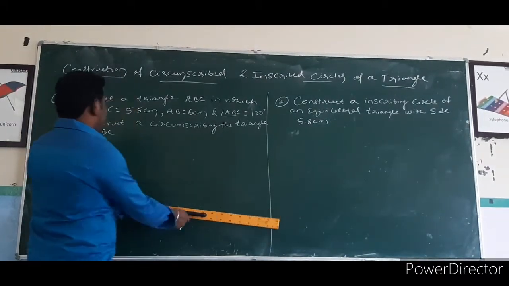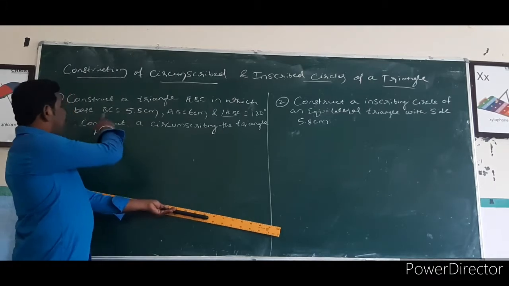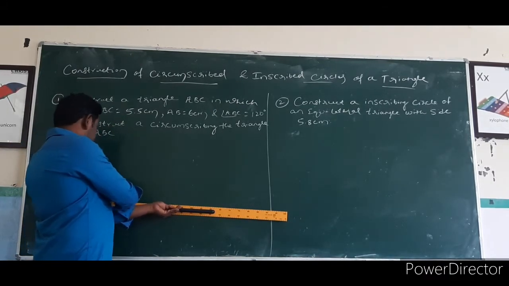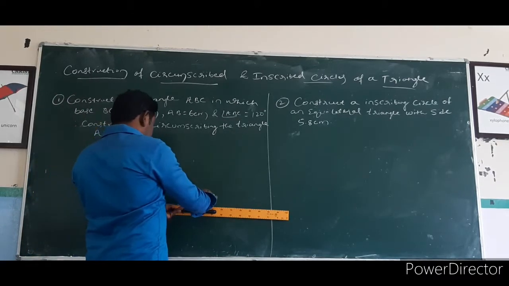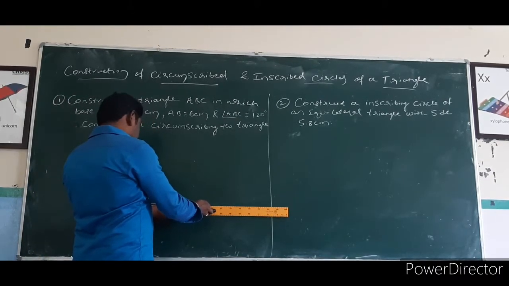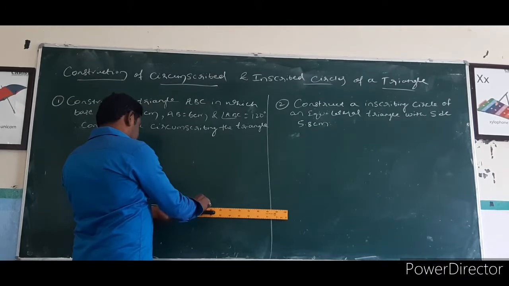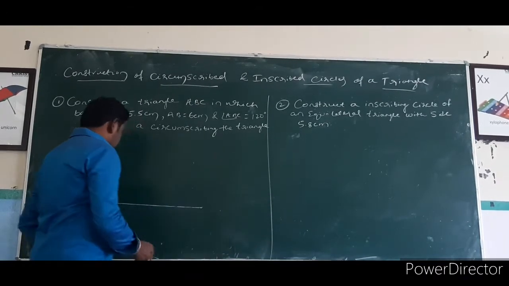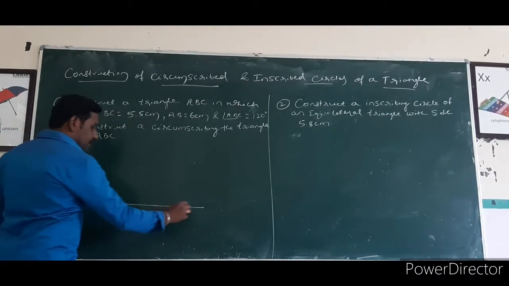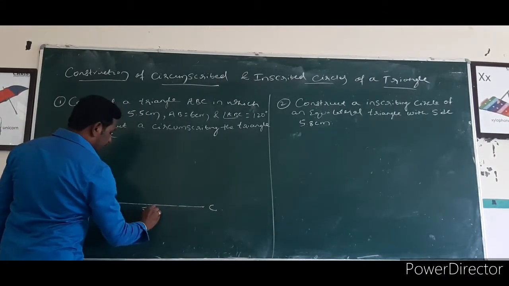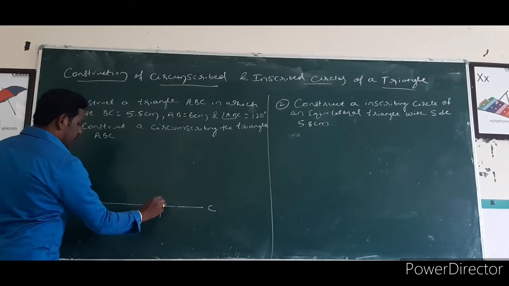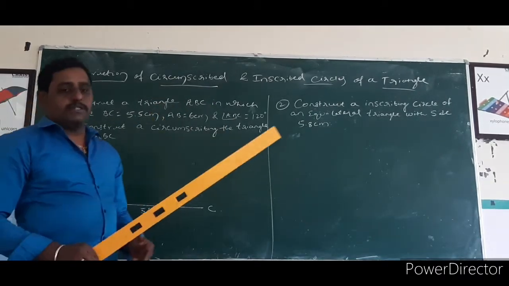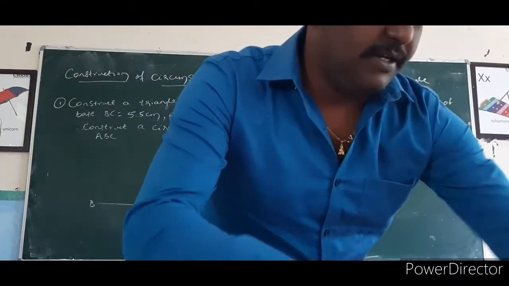First we have to draw a base BC. There your base BC is equal to how much? 5.5. BC is equal to 5.5. Next we have to construct angle ABC. So angle ABC is how much?